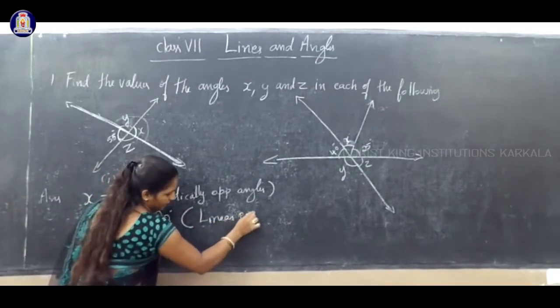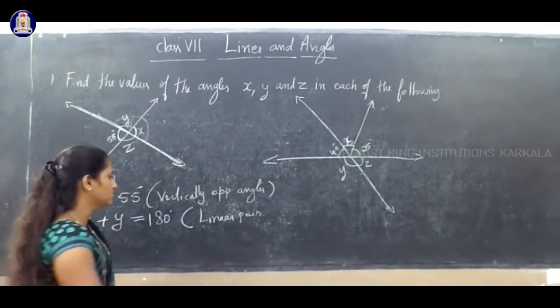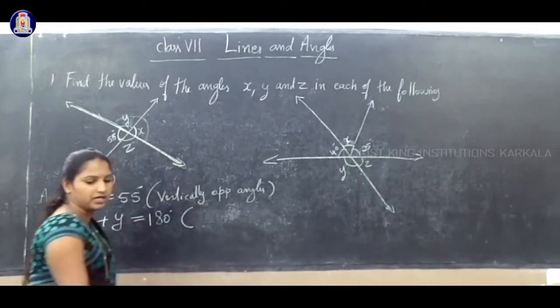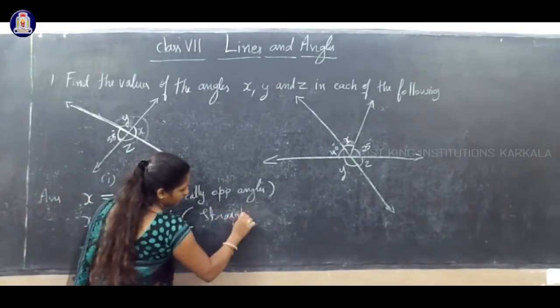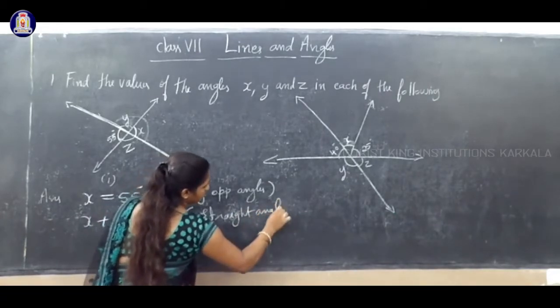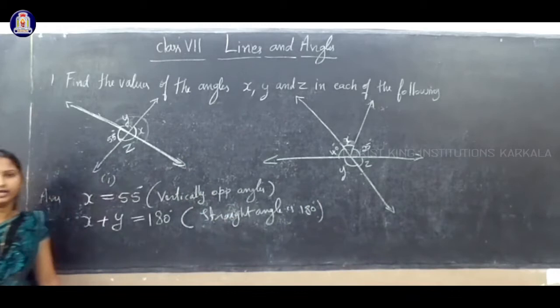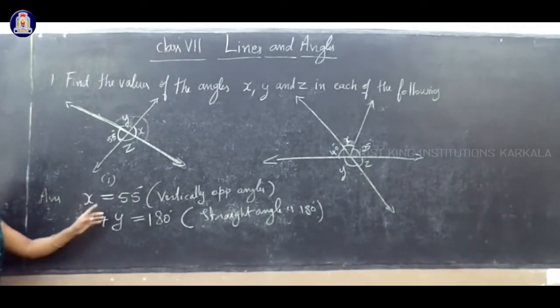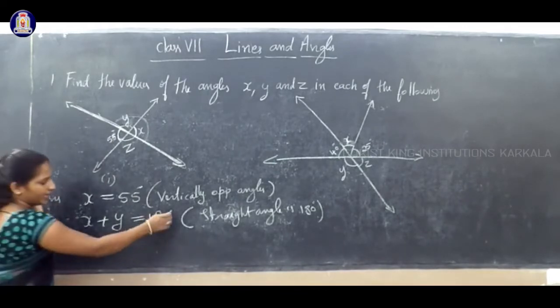Linear pair. Or you can say that they are a straight angle. If you want, you can write that straight angles are 180 degrees. A straight angle is always 180 degrees. So now see, this is a straight line. So x plus y is equal to 180 degrees.